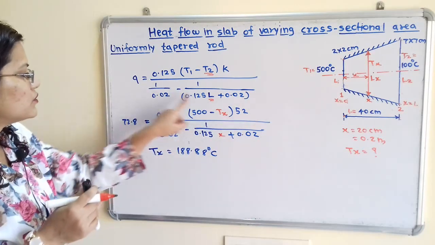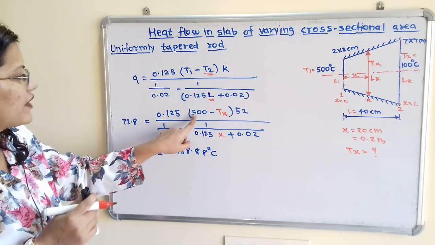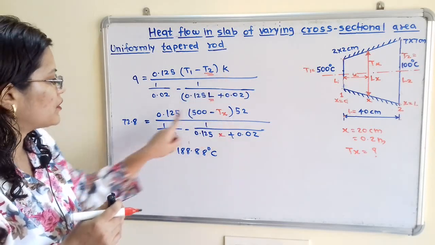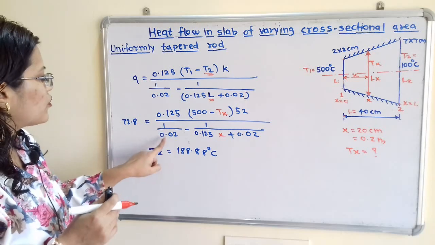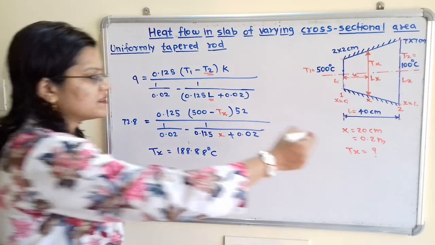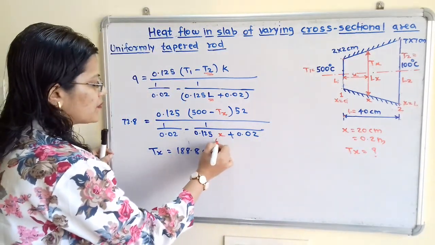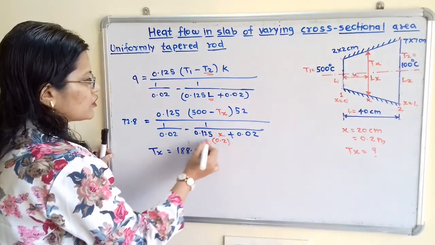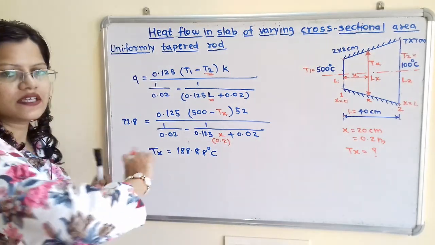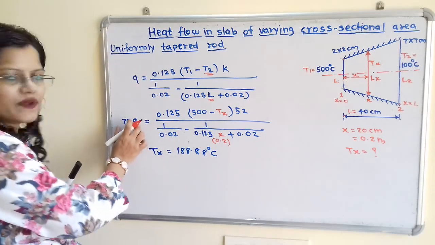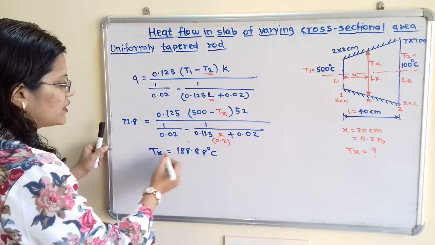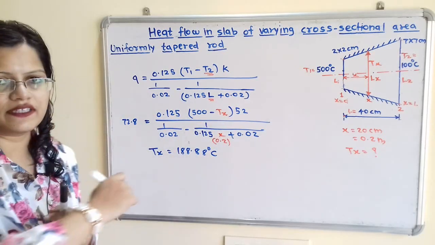So here is the new equation, that is 0.125. Now T1 is 500, so 500 minus Tx, K is 52, divided by 1 into 0.02 minus, now here 0.125 into x. So what is this x? X is 0.2 meter, so we will replace here with 0.2. So 0.125 into 0.2 plus 0.02. So what is the temperature Tx? Now here Q is known, so only one unknown term is there, that is Tx. So Tx is 188.88 degrees Celsius.